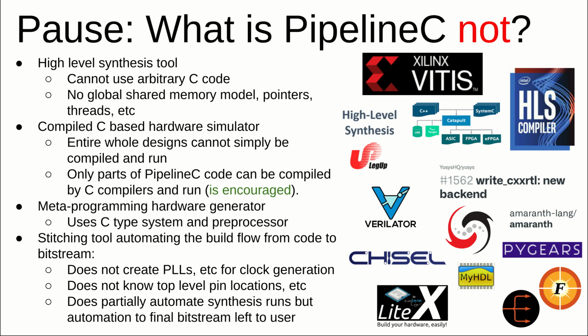And this isn't a compiled C-based simulator. I mentioned in the last slides that you could take parts of PipelineC and compile it with a regular C compiler. But the entire design, with multiple clock domains, and if you want to, you can insert chunks of IP and raw HDL that you have sitting around. It doesn't have to be all PipelineC, so that kind of stuff wouldn't make sense to just compile with a C compiler. But again, parts of PipelineC code can absolutely be compiled by a C compiler, and it's encouraged and has been used to great effect.